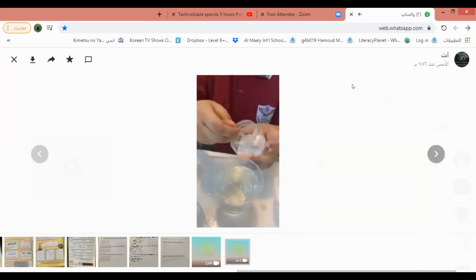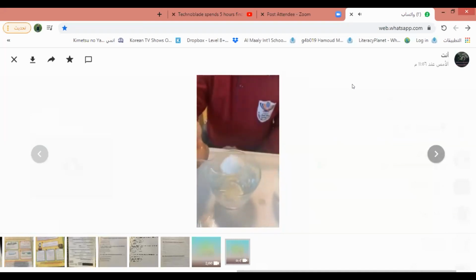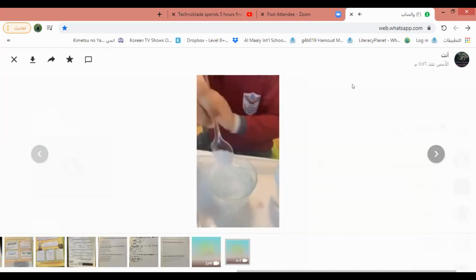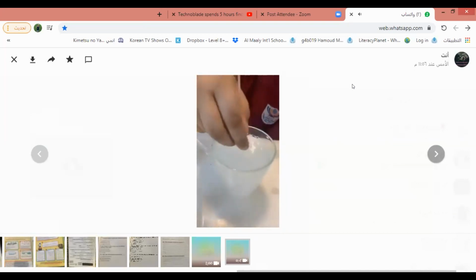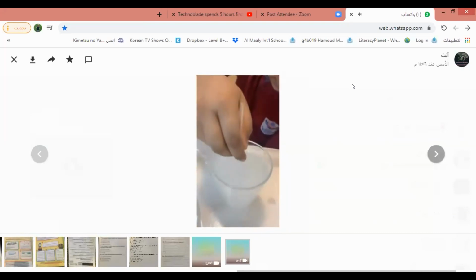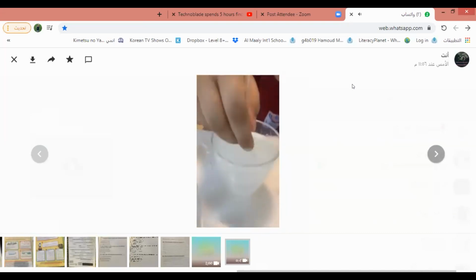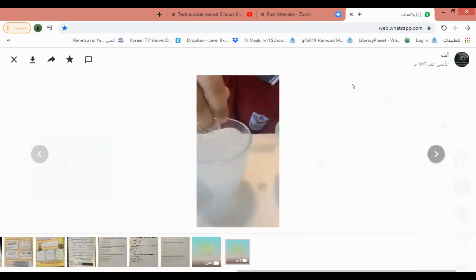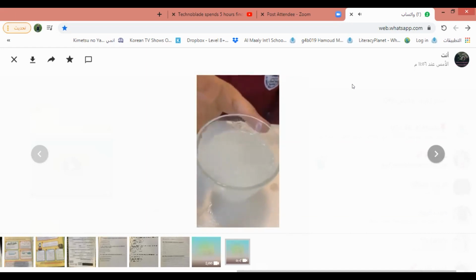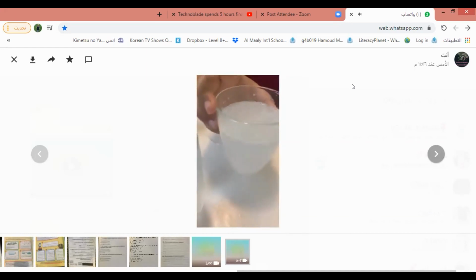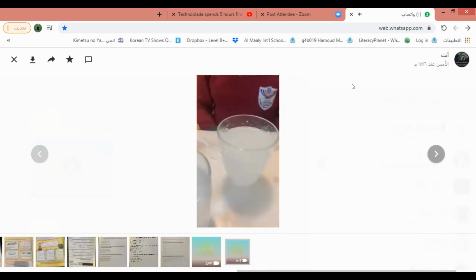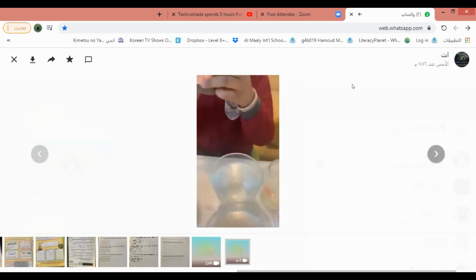We'll take a small amount. We'll put it there. We'll mix it now. Now something happened. The detergent and the water break up the oil. Now we know. We will take now the sand or dirt.